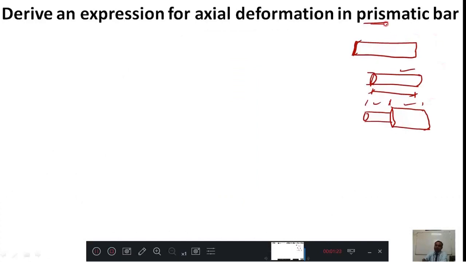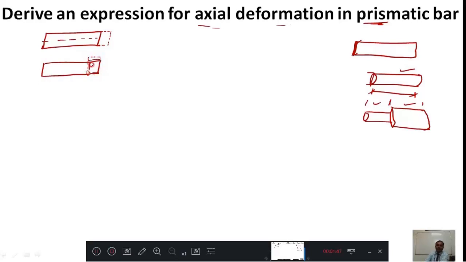Understood? That is called a prismatic bar. Now we want to derive an expression for axial deformation. Axial deformation means, if the bar is there, then this is the axis. Along the axis, the deformation may be either extension or compression.